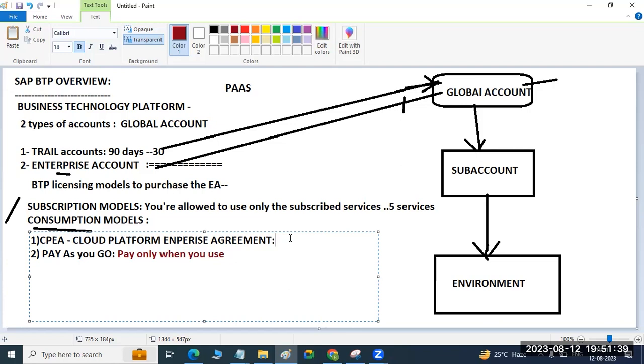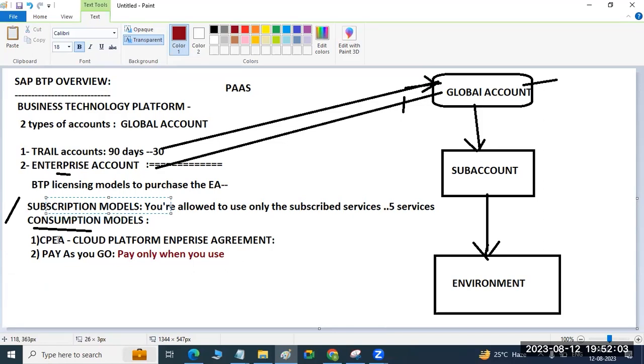Suppose when you purchase a policy investment, a prepaid investment, you will get some discount, right? You will get some bonus, some discounts, some credits. The CPA model is the same thing. You can use it for whatever you need. It's the final model. First is subscription based, then pay as you go.